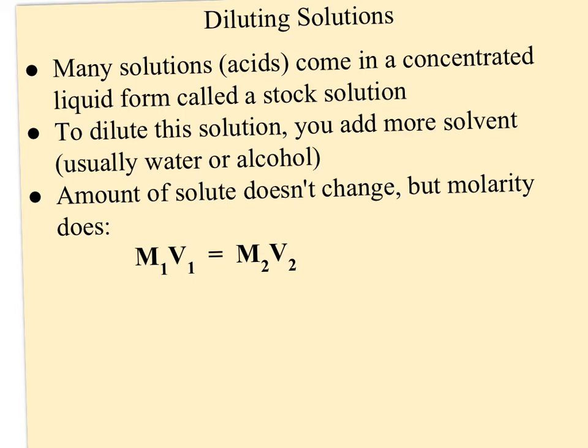So now rather than finding out how many moles or grams we need to use, we need to find out how many liters of our stock solution we need to come up with a diluted solution and X liters of that. So you add more solvent, usually water or alcohol, whatever your stock solution is mixed in. And so the amount of solute doesn't change, but the molarity is going to change. You're watering it down, you're making it weaker. It's like when your coffee is too strong and you add water to it. It makes more coffee, but the overall solution is more dilute. So let's look at an example of what I'm talking about here.